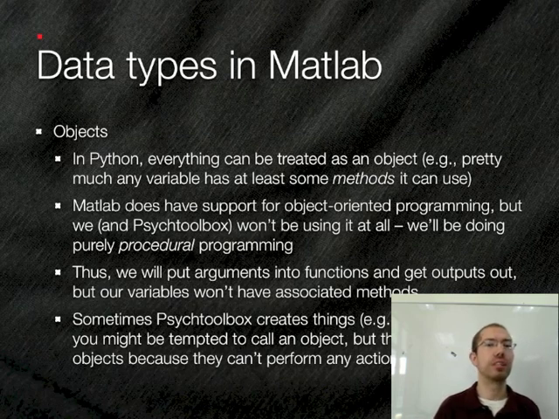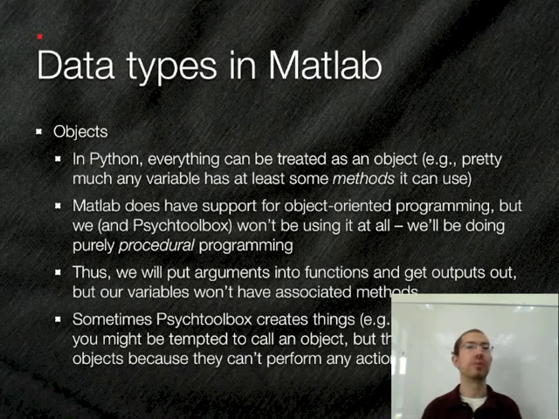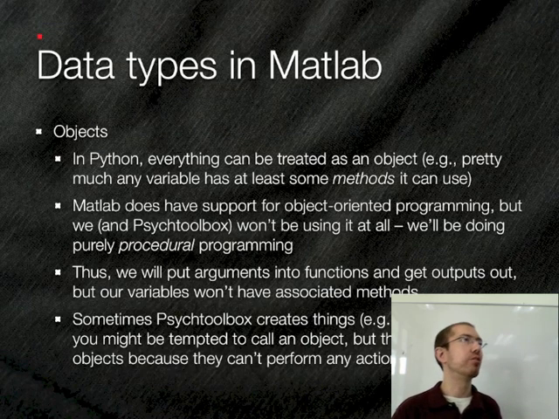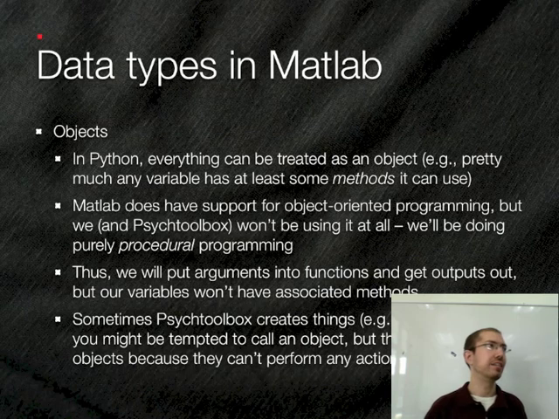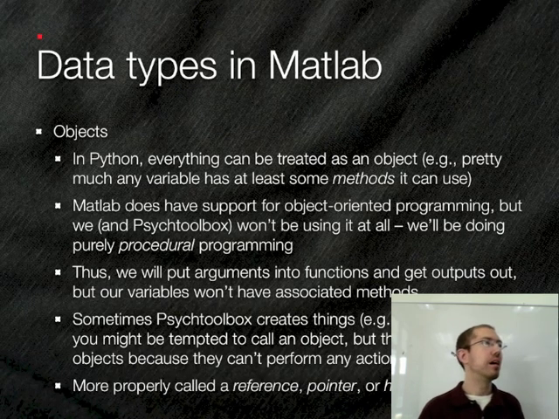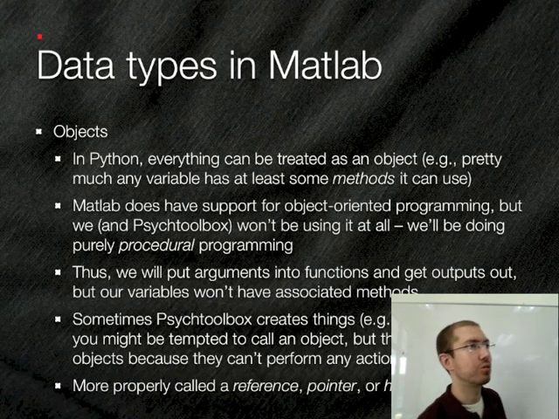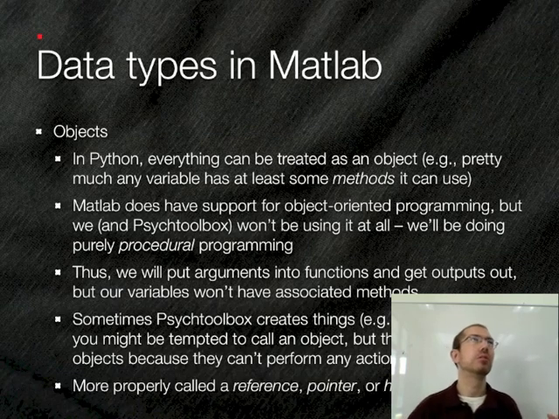Now, one thing that we use an object for in Python is window objects, right? So we create a window object, and then we can tell that window object to flip itself or whatever. Sometimes Psychtoolbox creates things that seem like objects. So in Psychtoolbox, we have done things like create windows, but they aren't really objects in the programming sense because they can't do things, right? So in Psychtoolbox, what you really get when you create a window is what's called a reference or a pointer or a handle, which technically mean different things, but for our purposes just mean that what you really get when Psychtoolbox creates a window is a number.